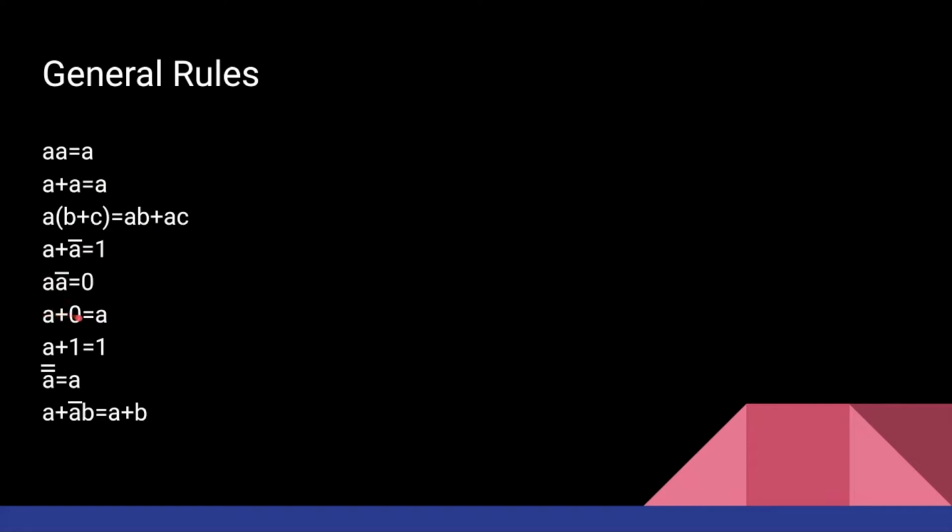And then A plus 0 is A, and A plus 1 is 1. And then not not A is equal to A. So two nots cancel each other out. And this last one is a little more complicated to prove. So try to remember it if possible, but if you can't remember it, that's fine. You likely won't have to use it.